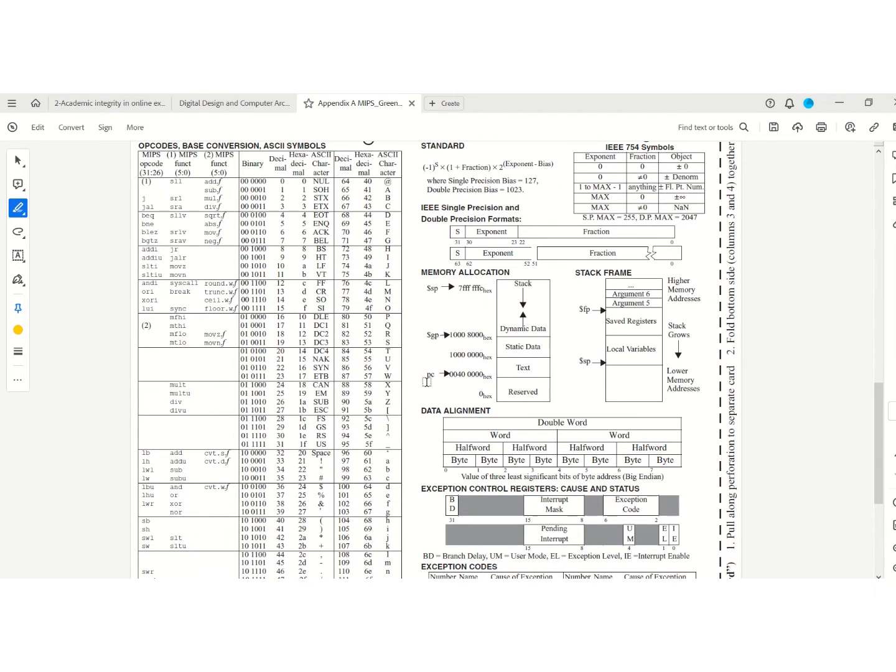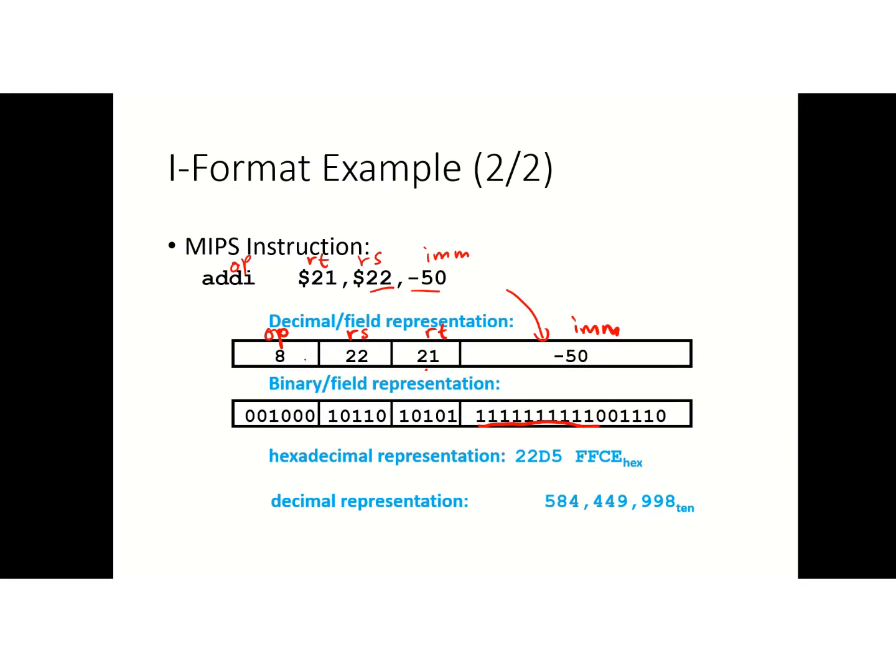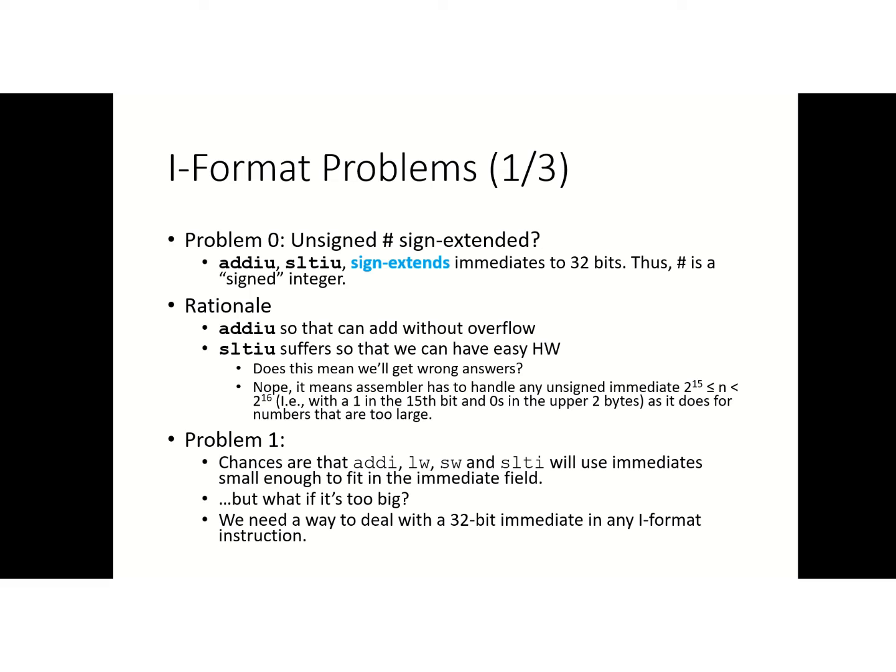21 in decimal is 10101. Then 22 is 10110, like that. So we fill in 5 bits for each register and 6 bits for the opcode. The opcode is 8, and then we can convert it into binary.